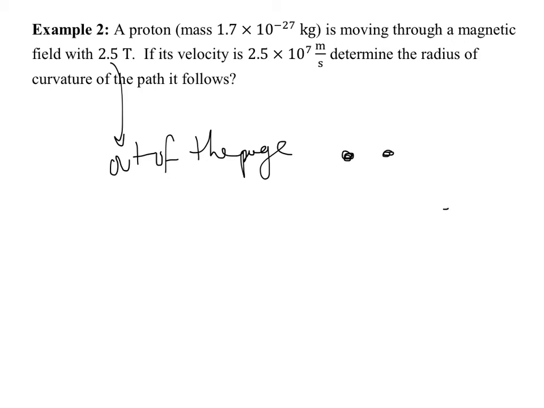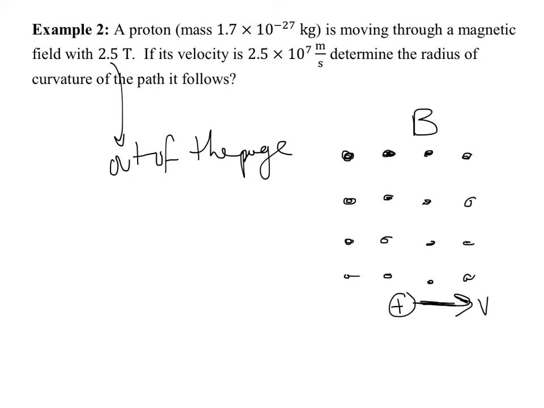Okay? So out of the page, let's draw a few dots here so we have an idea of what's going on. All right, so if the field is out of the page, the velocity in this case is given as just positive. So let's say that the object is moving right. It's either up or right because it's positive, so it doesn't really matter in this case. Let's put the proton down here, and it's moving to the right. Again, the field is out of the page.